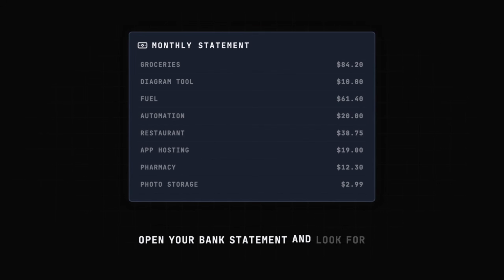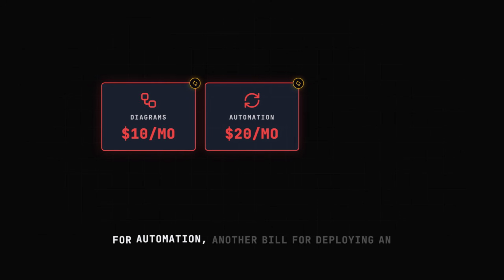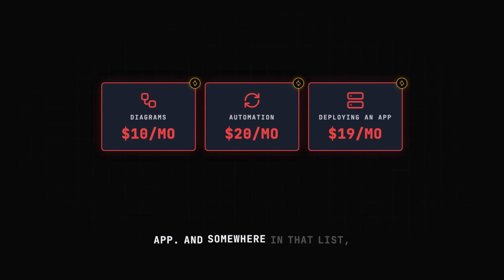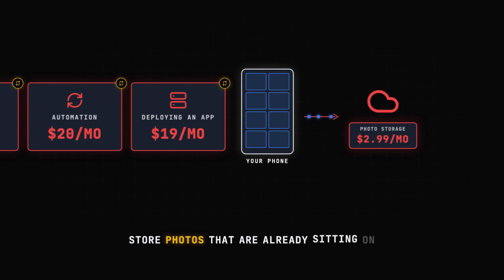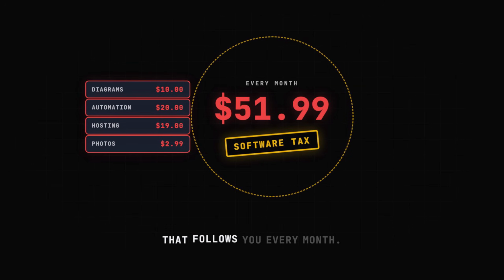Open your bank statement and look for the tiny subscriptions, $10 for diagrams, $20 for automation, another bill for deploying an app. And somewhere in that list, you are probably paying a company to store photos that are already sitting on your own phone. None of these charges looks dangerous alone. Together, they form a small software tax that follows you every month.